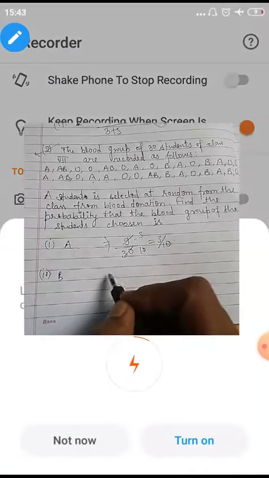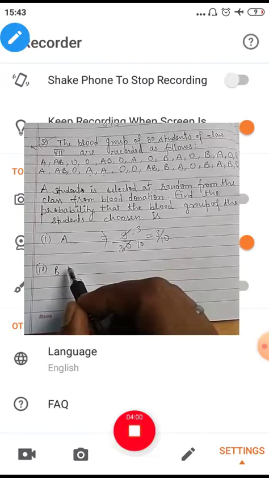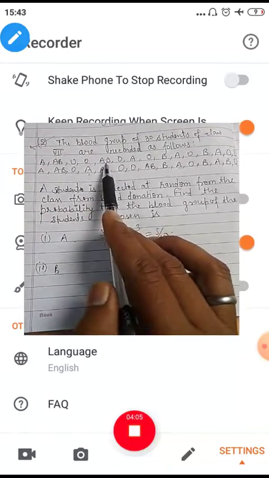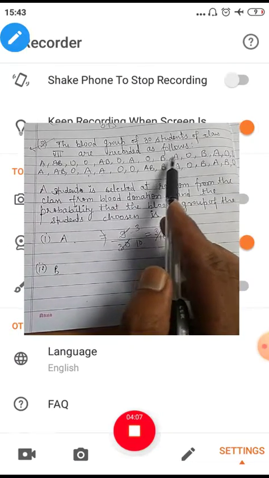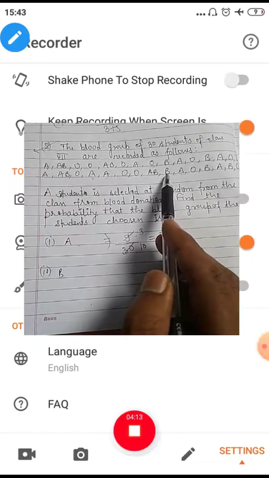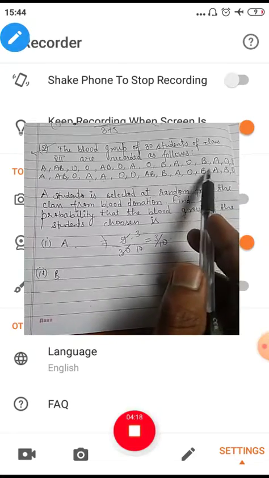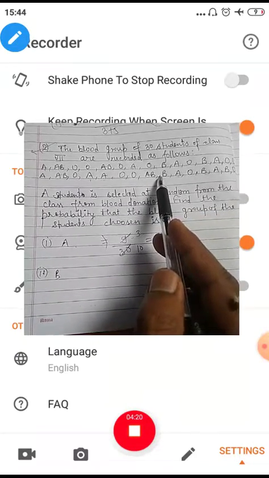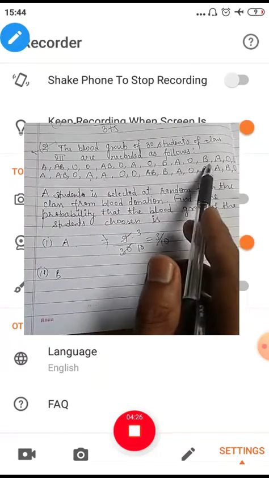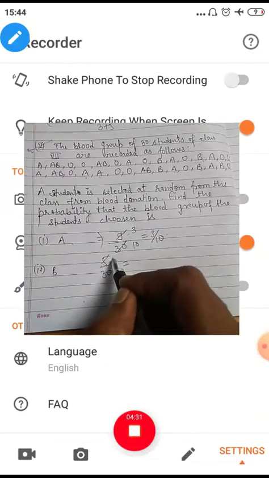Okay. For this, count the number of students whose blood group is B. Here 1, 2, 3, 4, 5. 1, 2, 3, 4, 5. So 5 upon 30. You can simplify it: 1 upon 6.